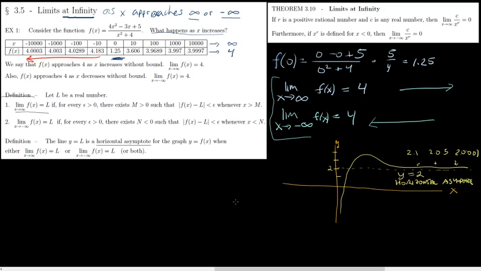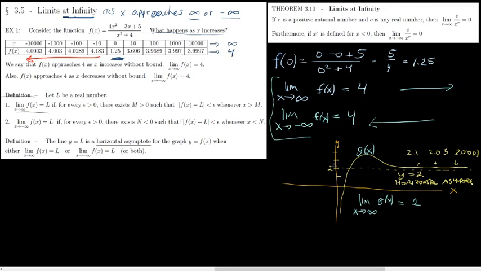So let me write out the limit again here. We have the limit as x approaches positive infinity of whatever this function is. I'll call it g of x. So this is the graph of some function g of x. That's going to equal 2, the number 2. So again, that doesn't maybe explain this definition, but here's the idea.